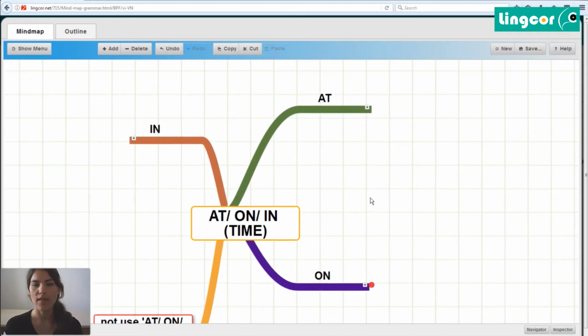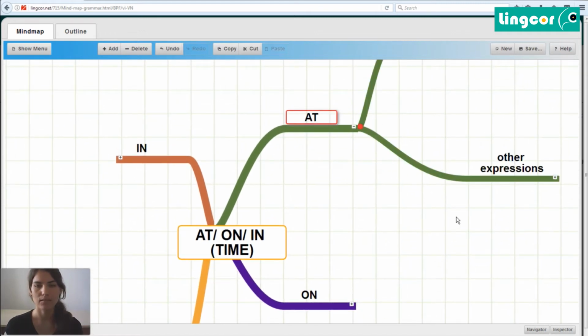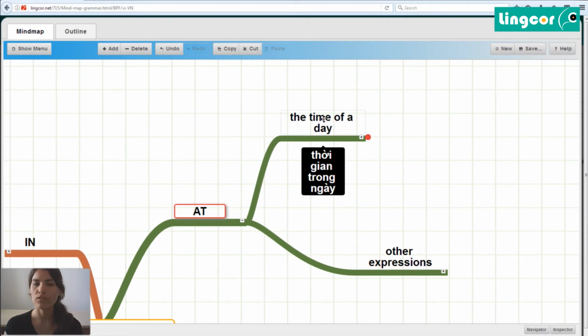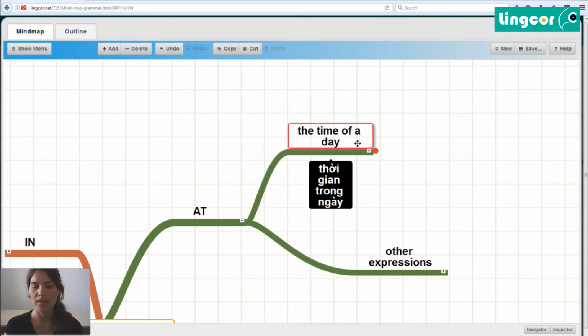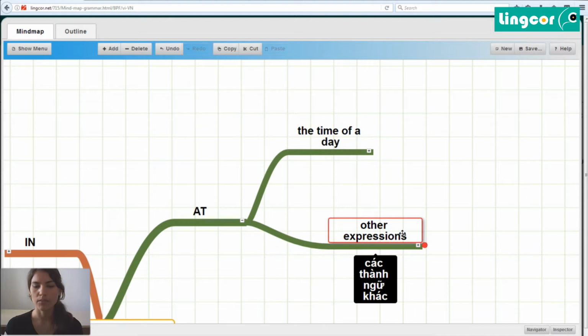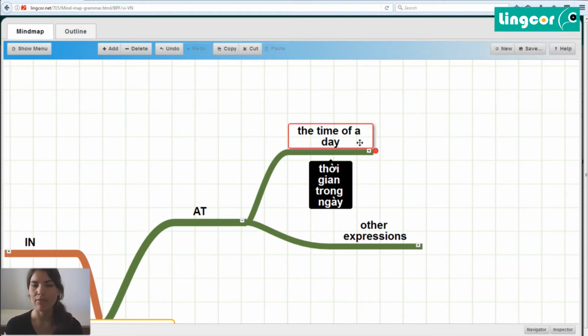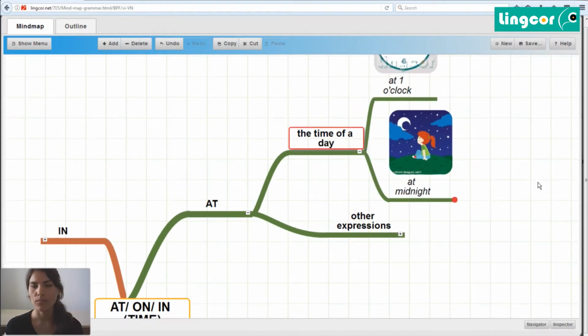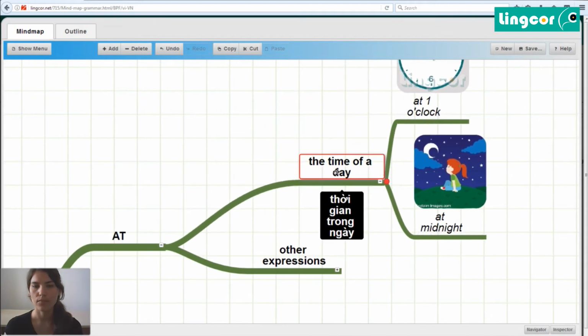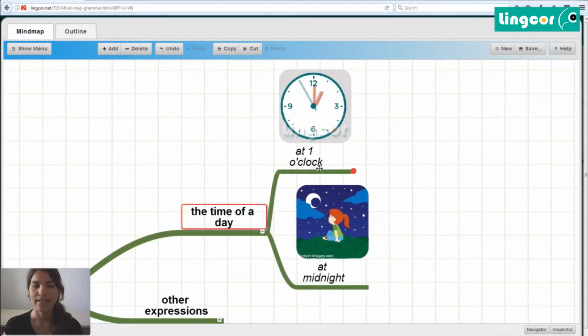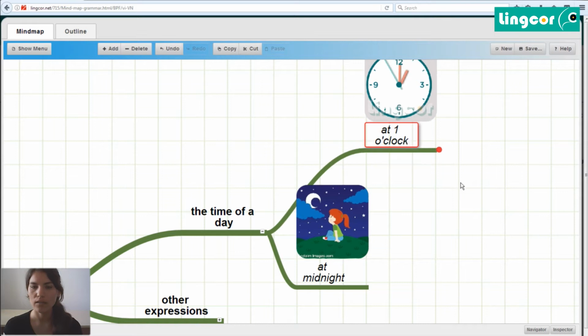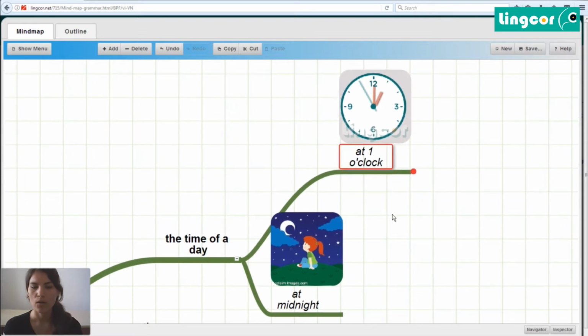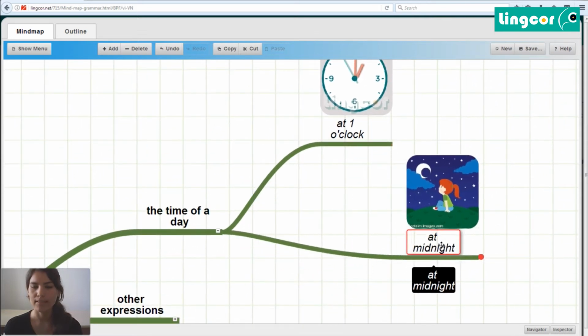So let's first start with at. So we can use at the time of a day or for other expressions. So let's look at the time of a day. For example, you can say at 1 o'clock or at midnight.